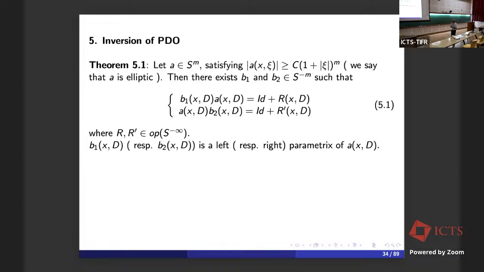You take a symbol A of order m in the classical class S^m, and you assume that it is globally elliptic. That means the symbol is bounded from below by exactly (1 + |ξ|)^m. Think of the Laplacian. The Laplacian doesn't satisfy this estimate. It satisfies this estimate for ξ large.